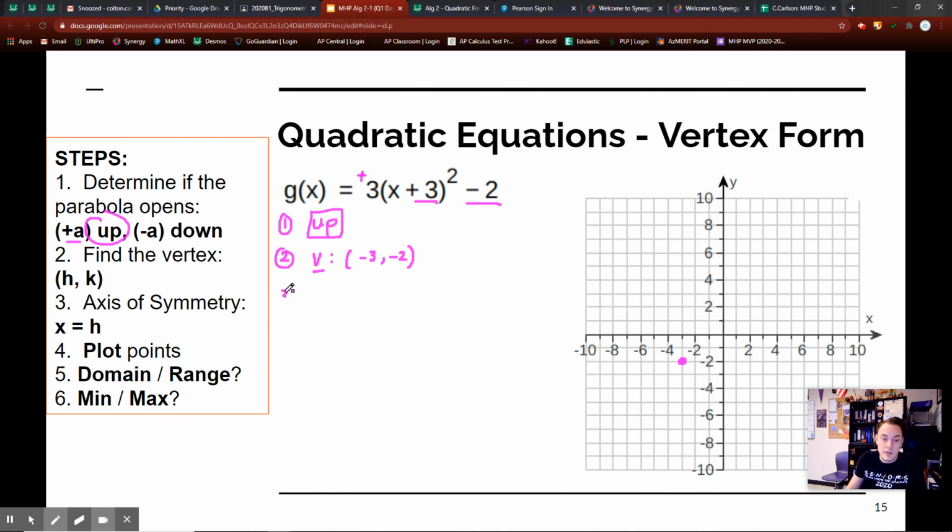Awesome. 3, my axis of symmetry is just x equals my h value, which is negative 3. Notice how this is an equation. So this is an equation that looks something like this. Awesome. 4, let's plot the points. They're going to be a little bit different because this is basically shrinking it. So I'm not really going to plot any point here. It's just going to look something like this. It's going to look a little bit tighter than normal.